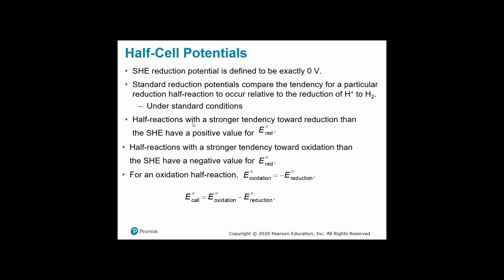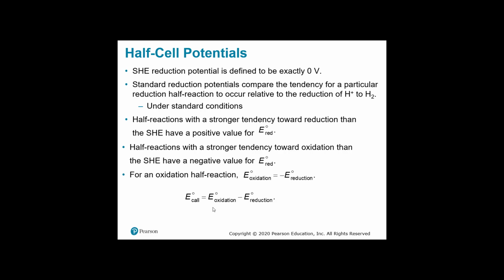We compare that half reaction. So we can compare the reaction at the standard hydrogen electrode, which is 0, and what is taking place there is a reduction of a hydrogen ion, or proton, to hydrogen gas, and this is under standard conditions. So half reactions that have a stronger tendency to be reduced, which means gain electrons, have a higher positive value than the standard hydrogen electrode, which is 0. So it has to be anything above 0, it's a positive value. Anything that is stronger towards oxidation has a negative value compared to the standard hydrogen electrode.